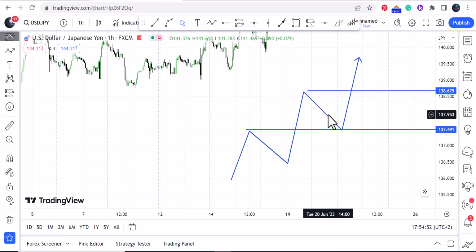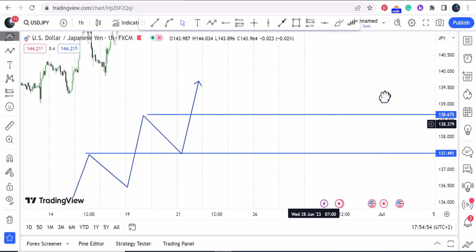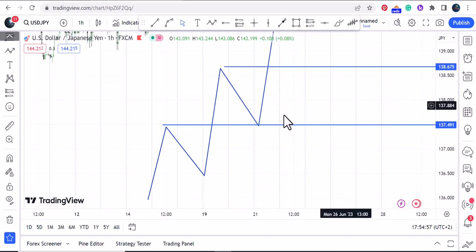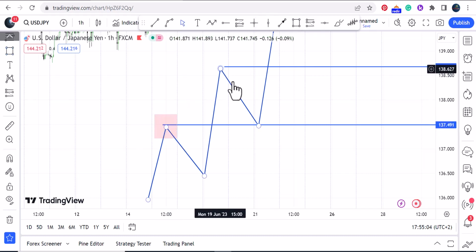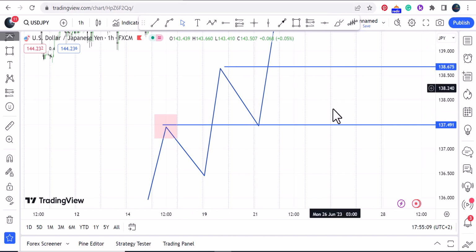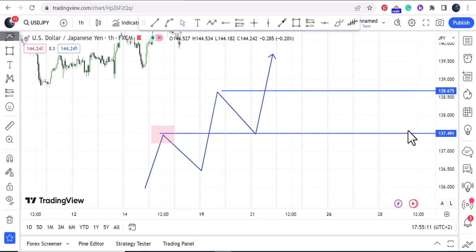So this is what you are doing. The strategy is very simple. You are going to wait for a break of a high like this, right? Then you wait for a retest of this high, and then you target the next high. Why? Because if you're in an uptrend, you are looking for a series of higher highs and a series of higher lows, right? You see this?